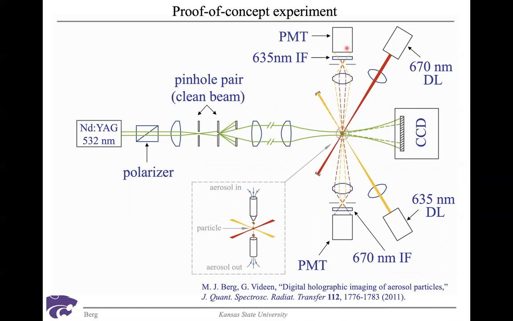Then we have PMT sensors monitoring the scattering region, and they can only see one color or the other of the trigger beams. If they see both colors at the same time, we know a particle is right at this intersection, so we fire a pulse from the YAG laser, and then we collect the interference pattern of the scattered and unscattered light across the CCD sensor here and get a hologram.